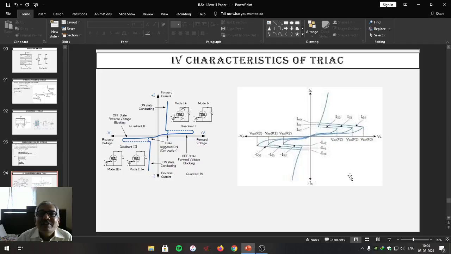Dear students, let us study the IV characteristics of triac. Friends, triac is a combination of two SCRs which are connected in anti-parallel. So that's why we can get the characteristics in quadrant first as well as in quadrant third.